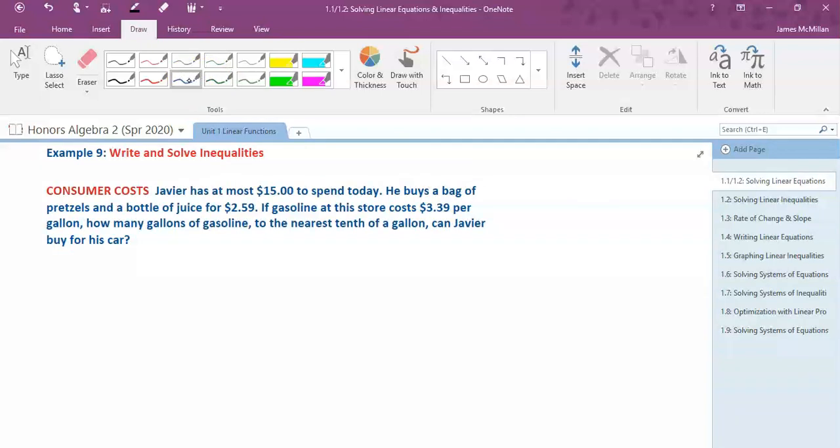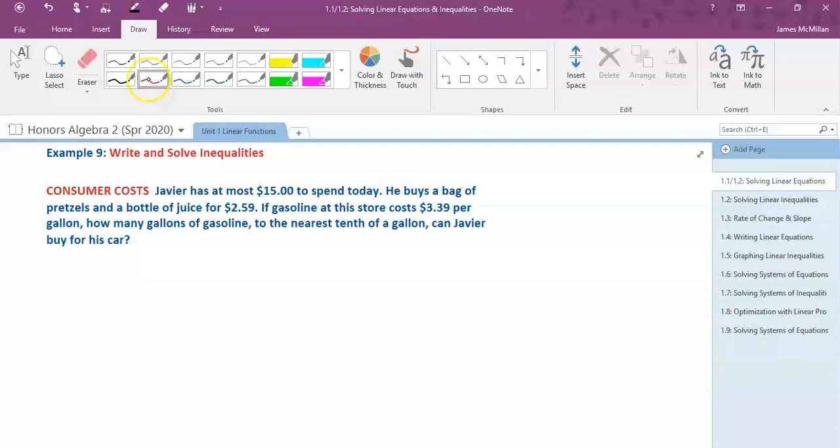Javier has at most $15 to spend today. He buys a bag of pretzels and a bottle of juice for $2.59. If gasoline at the store costs $3.39 per gallon, how many gallons of gas to the nearest tenth of a gallon can Javier buy for his car?